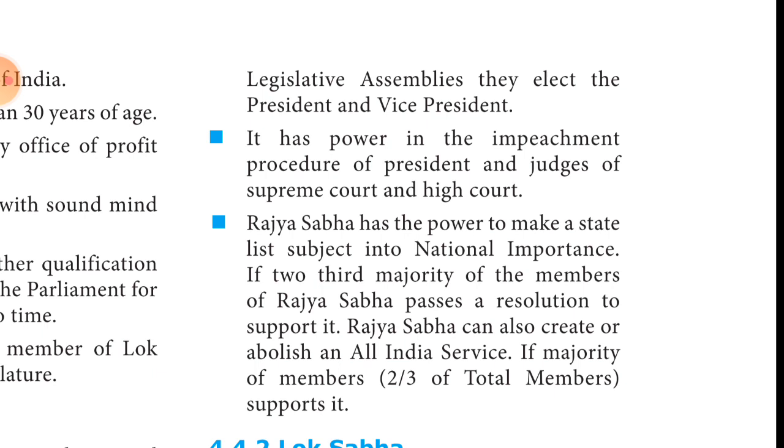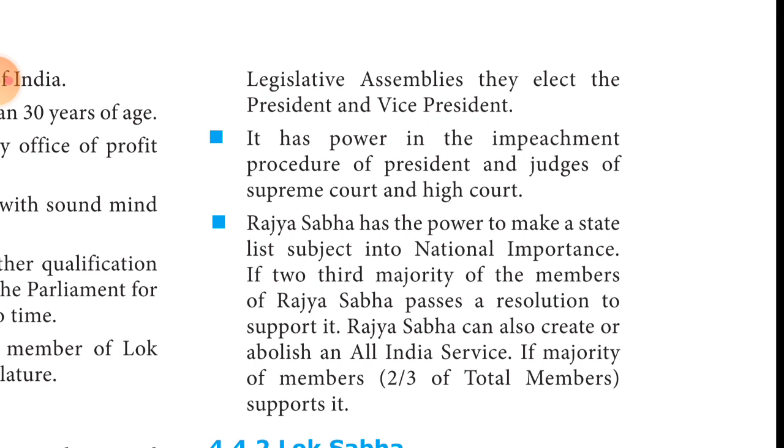You know the list: some of the departments maintained by the central government, that is the union list. Some of the departments maintained by the state, that is the state list. So when they make a state list subject national, the Rajya Sabha members are very, very essential. If 2/3 of the majority of Rajya Sabha members pass the resolution, how many members must support any resolution? It means 2/3 of the members are needed.